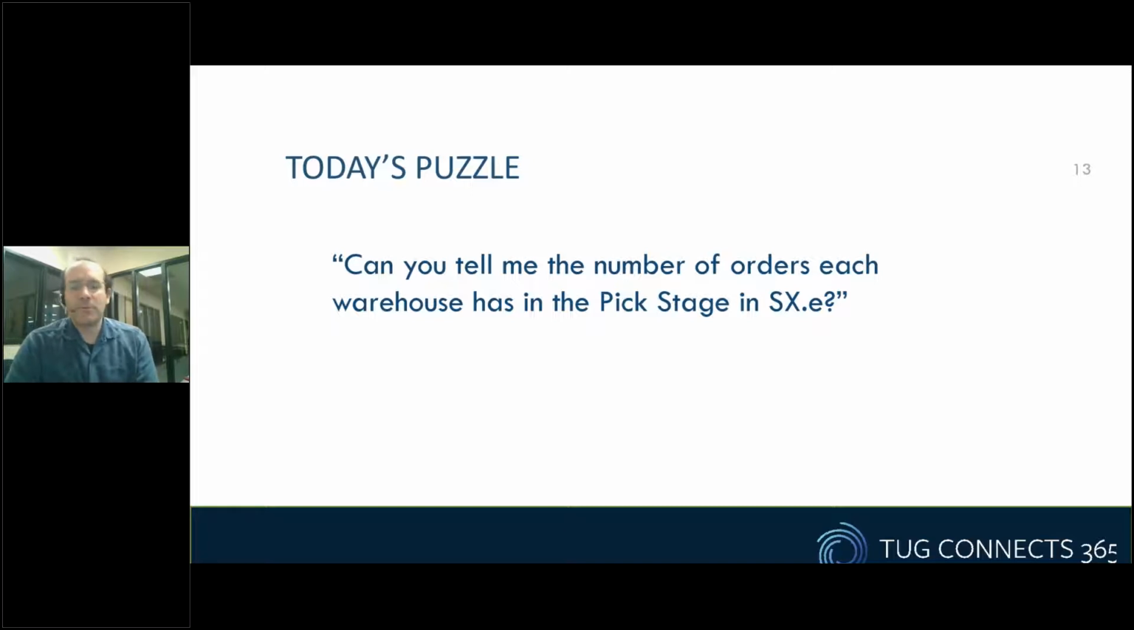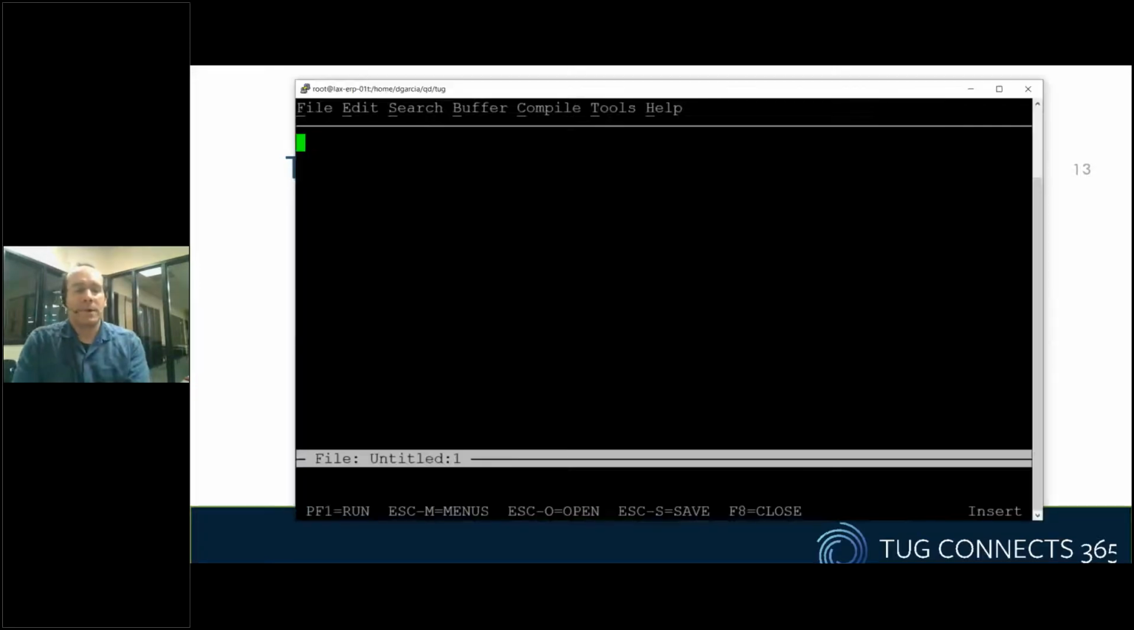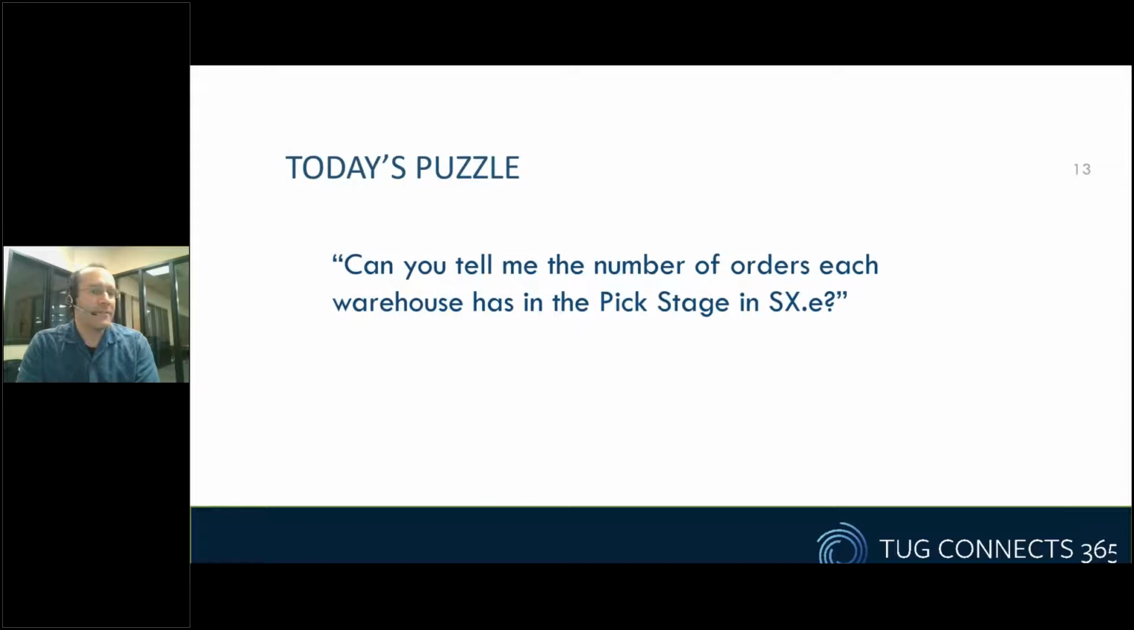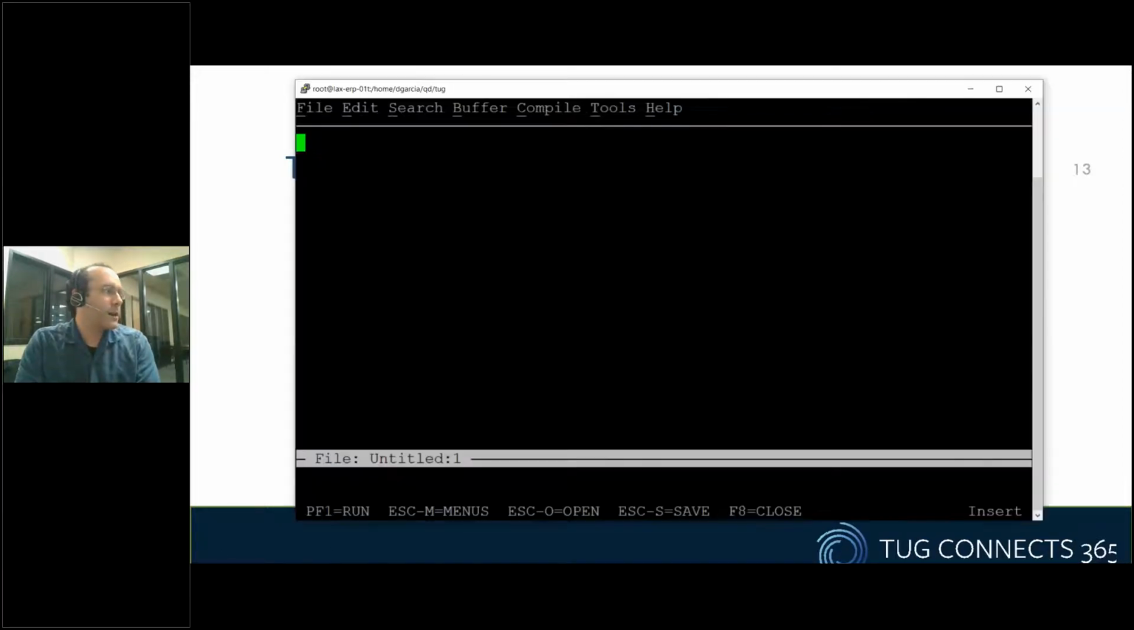This has some assumptions. What are we looking for? It assumes we know what pick stage means. It assumes we know where warehouses are stored and where orders are stored. As you build more experience with writing Q&Ds, you'll start automatically recognizing which tables they're talking about. It just takes some time to get used to the naming conventions. And obviously with this question, let's pull up my editor. Where is my editor? There's my editor. I'm trying to adjust my other screen. So, can you tell me the number of orders each warehouse has in the pick stage in SX.e?